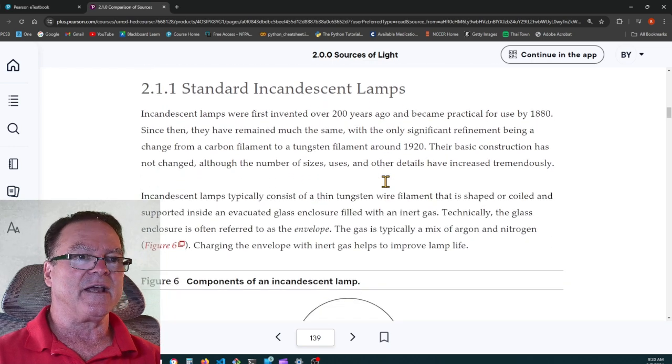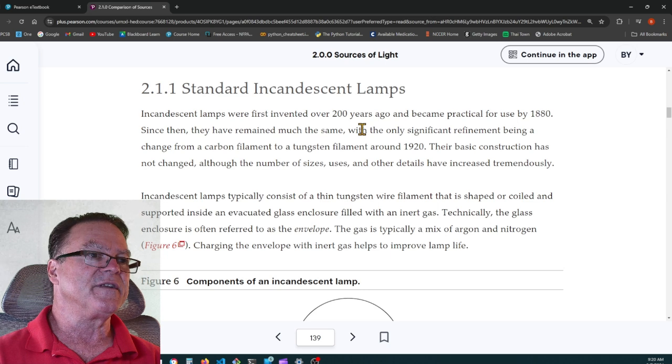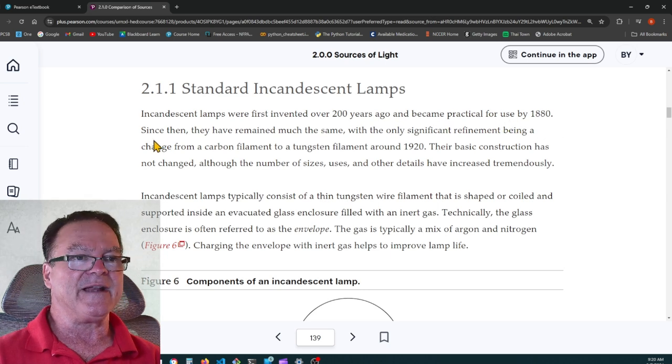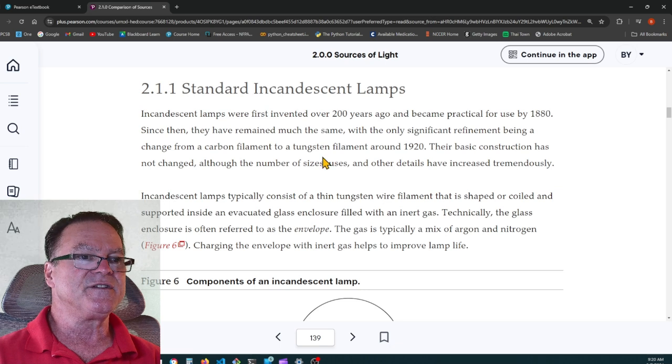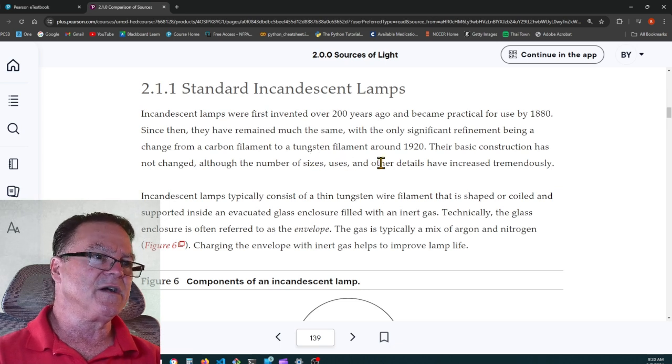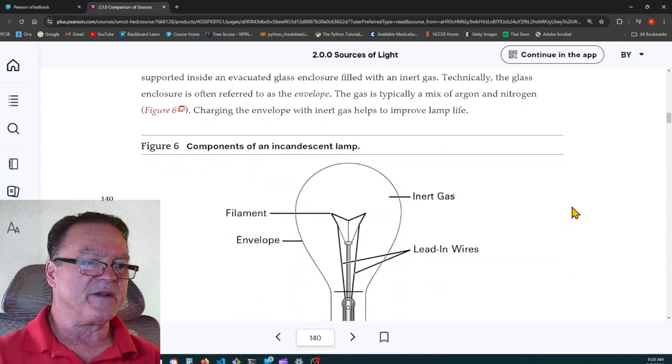Standard incandescent lamps. Incandescent lamps were first invented over 200 years ago and became practical for use by 1880. Since then, they've remained much the same, with the only significant refinement being a change from a carbon filament to a tungsten filament around 1920. Their basic construction has not changed, although the number of sizes, uses, and other details have increased tremendously.